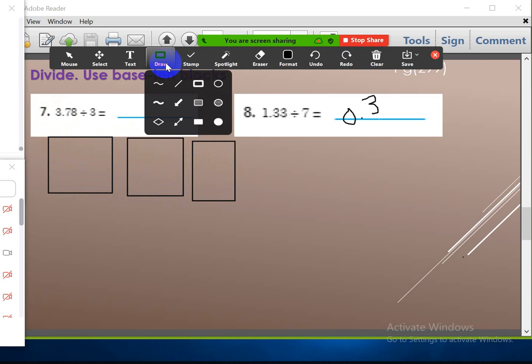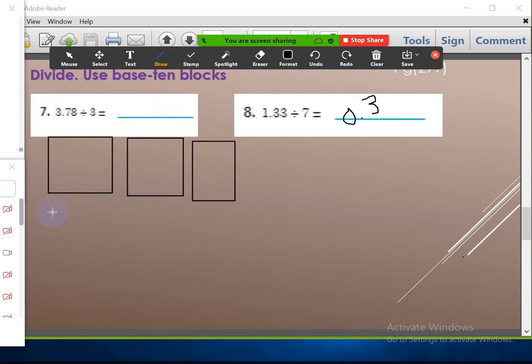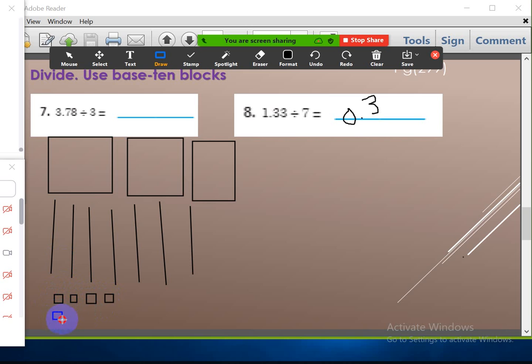And how many longs? 7. Very good. 1, 2, 3, 4, 5, 6, 7. What about the 8? I have to represent it with small cubes, right? Yes, small 8 cubes. 1, 2, 3, 4, 5, 6, 7, 8.